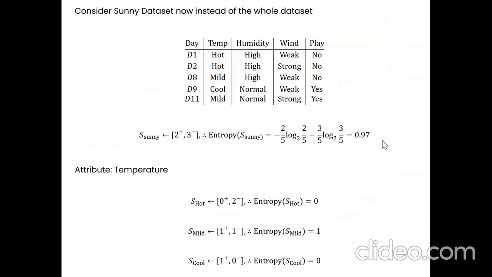Next, we will calculate for temperature. Now there are 3 values: hot, mild and cool. For hot, we have hot and no only. Therefore, entropy of S hot is 0, because we have 0 positives and both are negatives. Consider mild, we have 1 positive, 1 negative. Therefore, straight away we can write entropy of S mild as 1. Next, consider cool. There's just one record with 1 yes. So 1 positive, 0 negative. Therefore, entropy of S cool is 0.